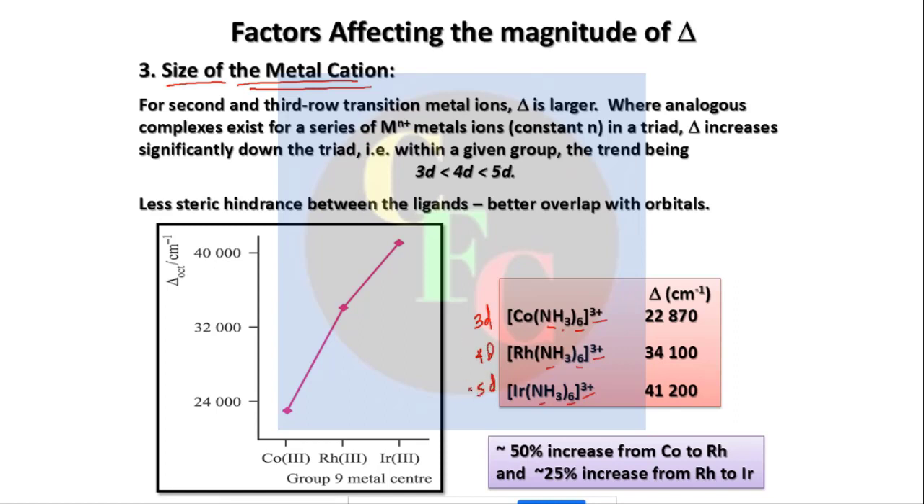As you are going there, the shape of the d orbital remains the same, but the size of the d orbital is increasing. Now as the size of the d orbital is increasing, there is better interaction between the ligand and the metal orbital, so this induces more and more splitting.